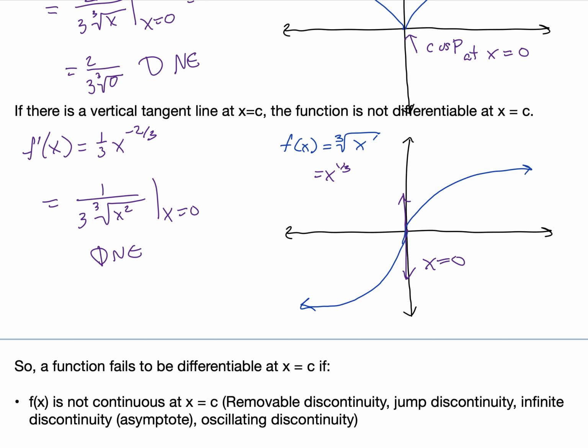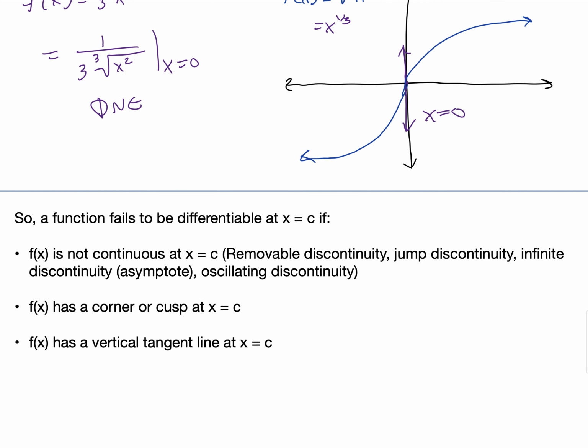So to summarize, a function fails to be differentiable at x equals c if any of the following are true. f of x is not continuous at x equals c for any reason: removable discontinuity, jump discontinuity, infinite discontinuity or asymptotes, or oscillating discontinuities. f of x has a corner or a cusp at x equals c, or f of x has a vertical tangent line at x equals c. In any of those situations, f of x will not be differentiable at the point x equals c.